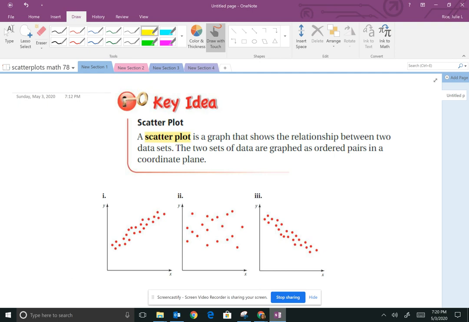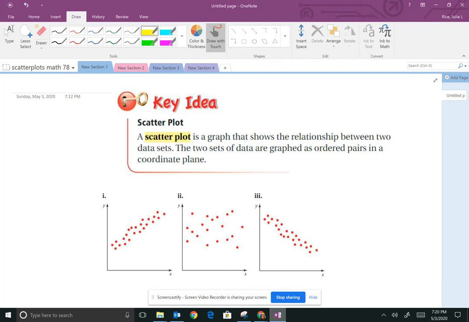Hello, everyone. Today we are going to talk about scatterplots. And the definition of a scatterplot, you'll see on the screen here, is a graph that shows the relationship between two data sets. The two sets of data are graphed as ordered pairs in a coordinate plane.